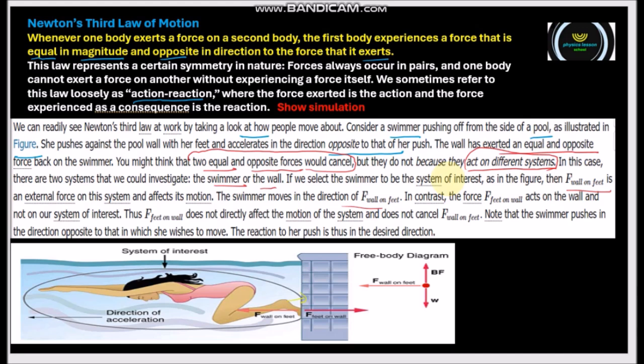The swimmer moves in the direction of the force of the wall on her feet. In contrast, the force of the feet on the wall acts on the wall, which is not our system of interest. The force on the wall does not directly affect the motion of the system, and does not cancel. Note that the swimmer pushes in the direction opposite to that which she wishes to move. The reaction to her push is in this direction. She pushes with her leg, then the wall pushes her forward. So these two forces are equal and opposite in direction.